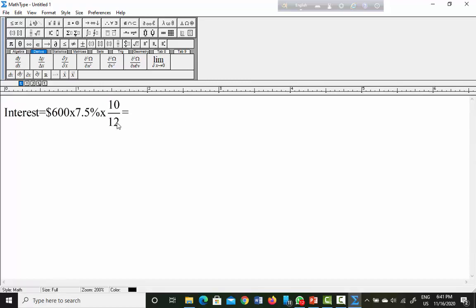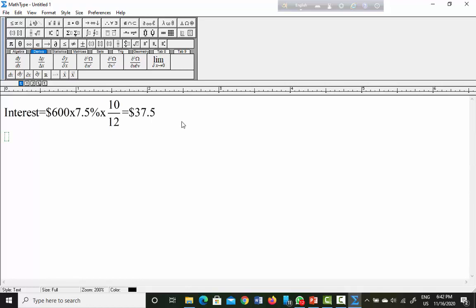So this interest rate of 7.5% is the interest for a 12-month period or 1 year, but we are investing only for 10 months. So if you multiply with this one, we will get $37.5. That means after 10 months of investment, we will get $37.5. This is the interest amount, right?